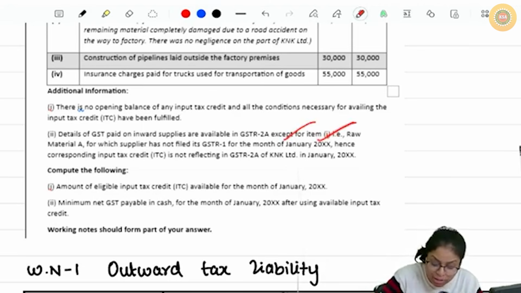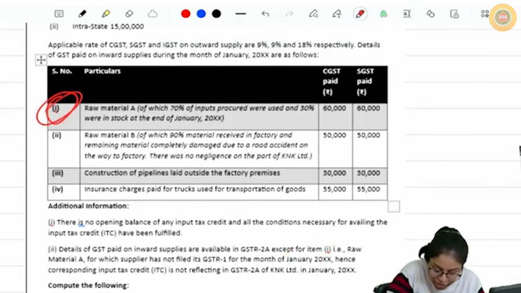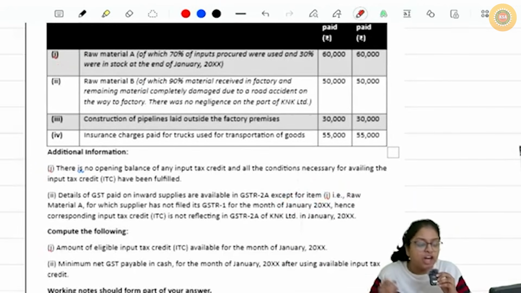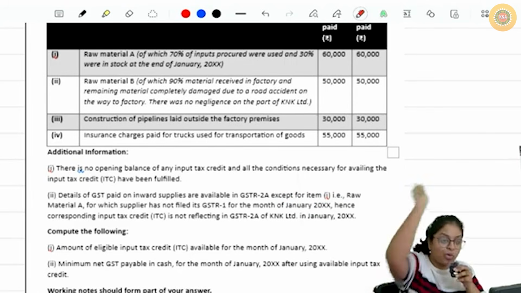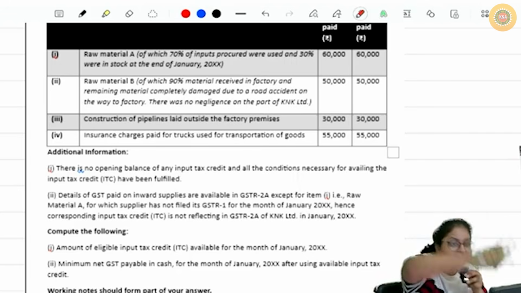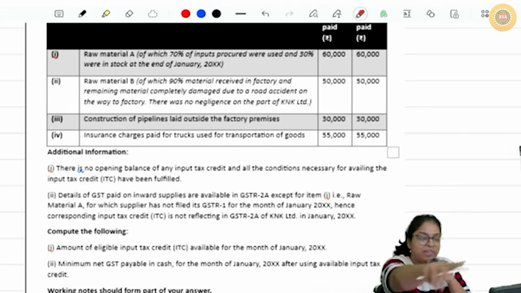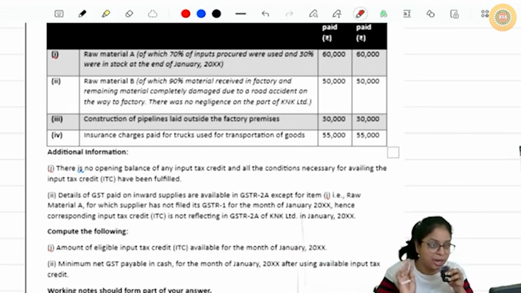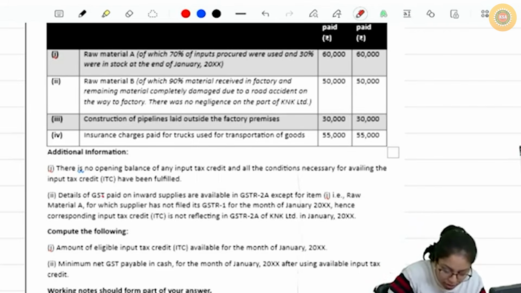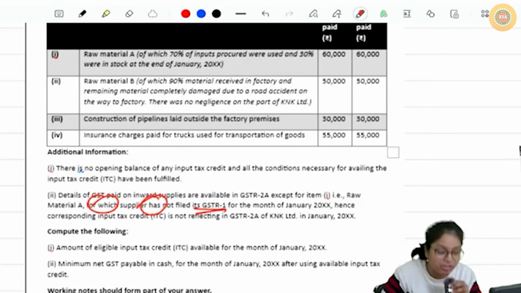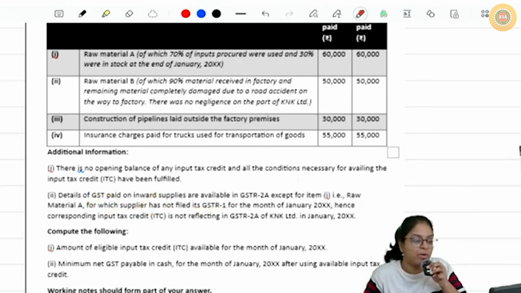Except for item number 1. This item number 1 that you purchased, raw material A, is not reflecting in my GSTR 2A. Why is it not reflecting? Because my supplier has not filed GSTR 1. Only when my supplier files GSTR 1 will it reflect in my GSTR 2A. We studied this concept very clearly in the return chapter. Also, I told you about this mechanism in the ITC chapter. So here, since my supplier has not filed GSTR 1, it is not reflecting on my GSTR 2A.